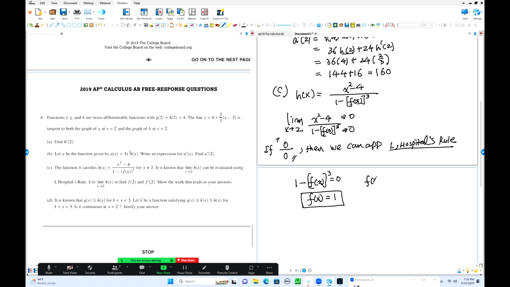So f of x cubed equals 1. Okay? So f of x is the cube root of 1, which is still 1. You can use this one. Anyway, 1 minus 1 equals 0, okay? We don't need it this way.